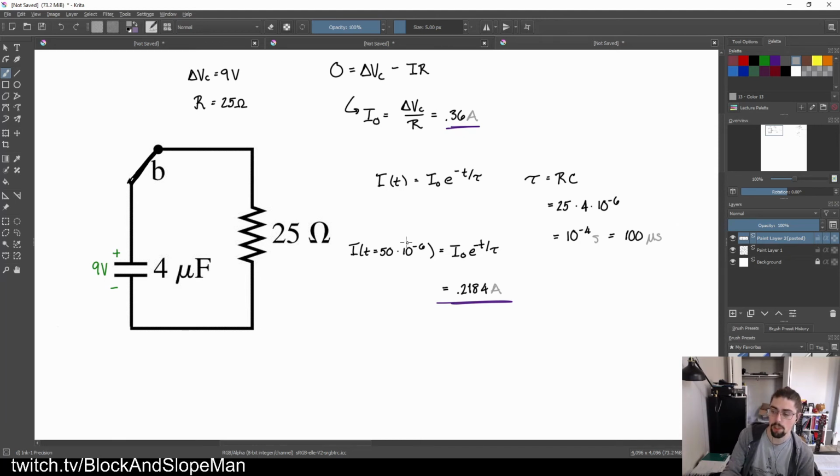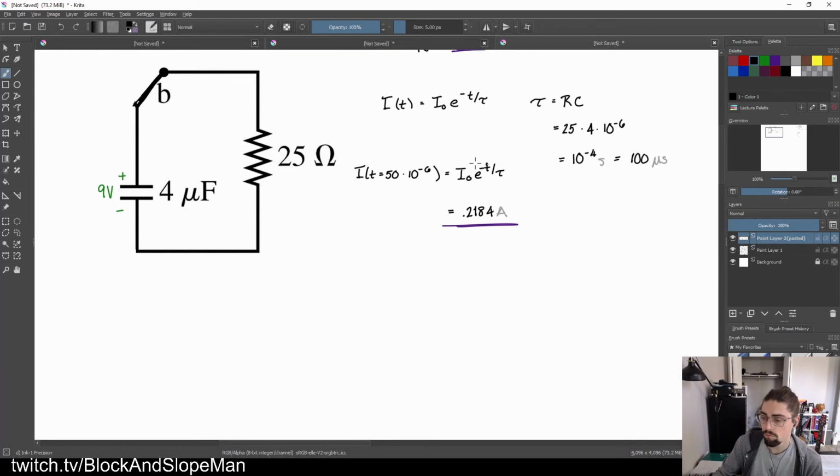Then we would have just had to plug in 50 over 100, but it's a little bit safer right now to just make sure that everything is in standard units. So that's what I'm going with. Now, the exact same deal. When we're looking at 200 microseconds, I'll just put 200 microseconds.